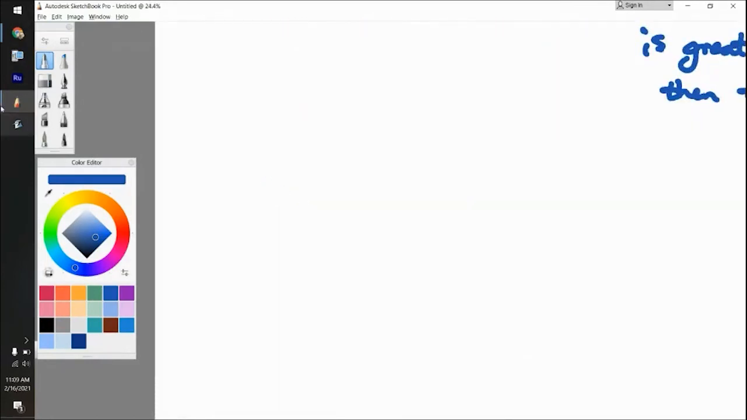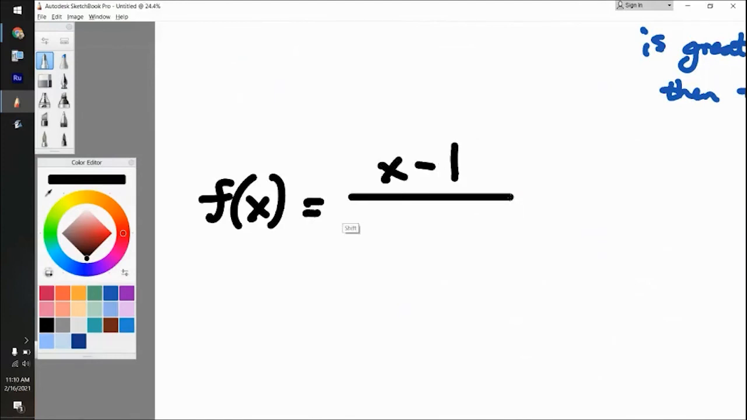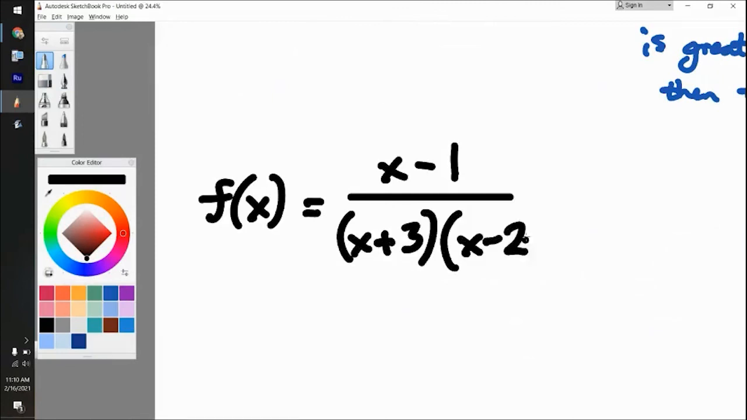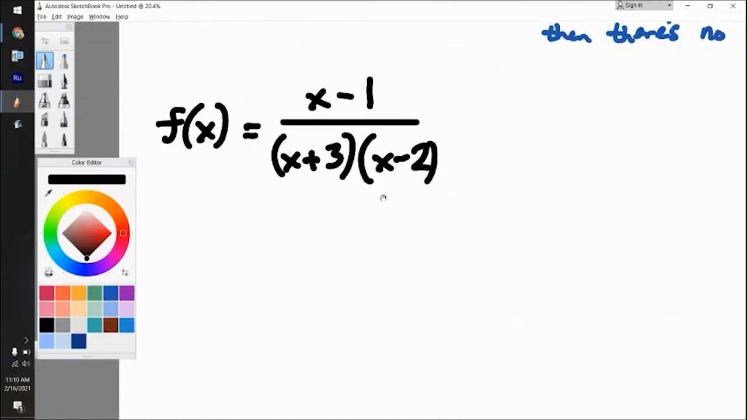All right, well, let's do a problem and then we'll try to figure it out here. All right, so let's do f of x is equal to, let's just put x minus 1 on top here. And at the bottom, let's do x plus 3 times x minus 2. The degree on the bottom is 2. The degree on the top is 1 because there's only one x on top and there's 2 x's on the bottom. If you multiply them together, you get x squared.